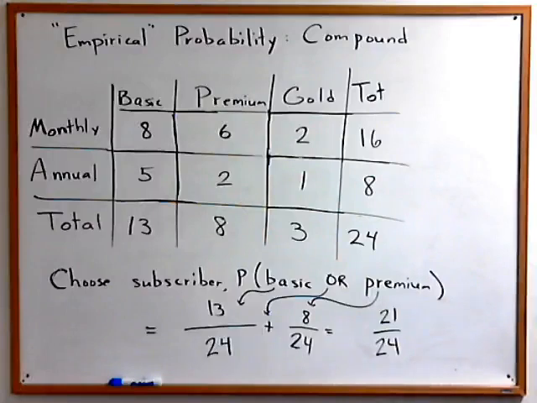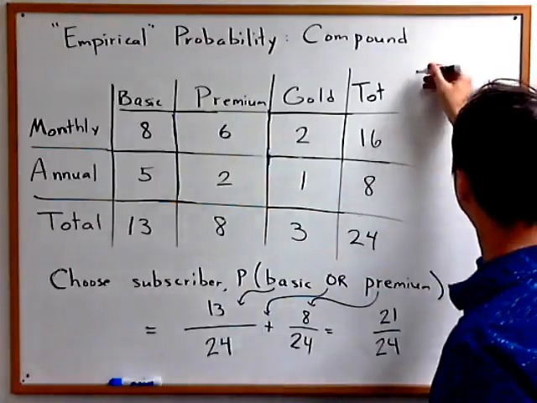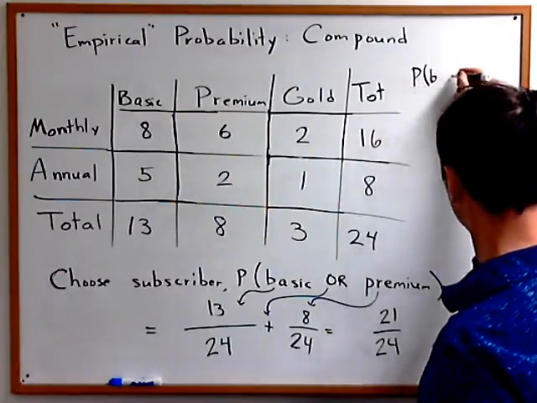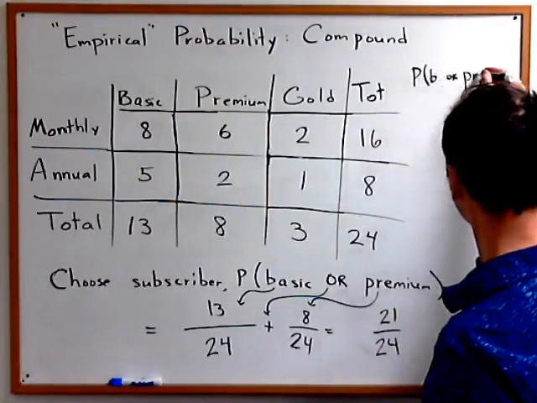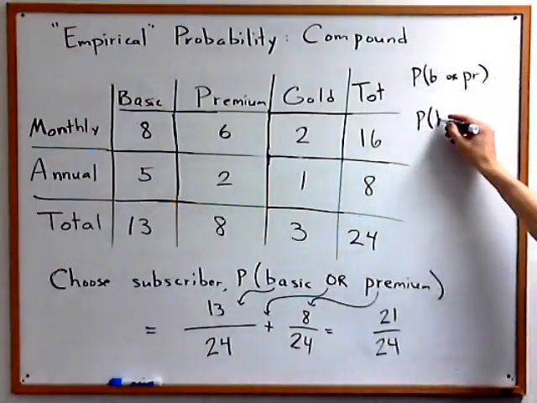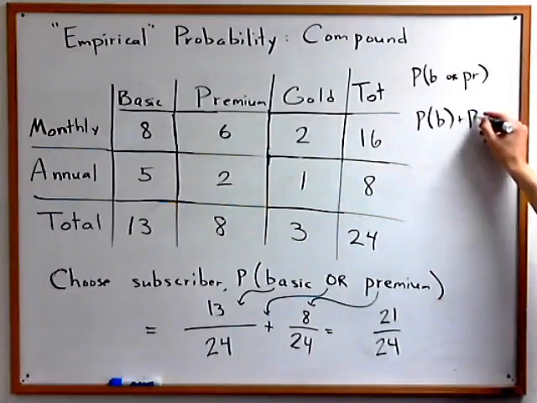So the basic rule here is that to find the probability of basics or premiums, we can add the probability of basic plus the probability of premium.